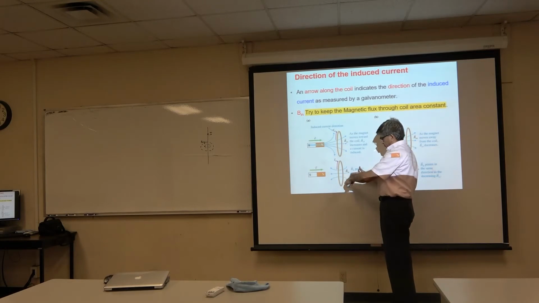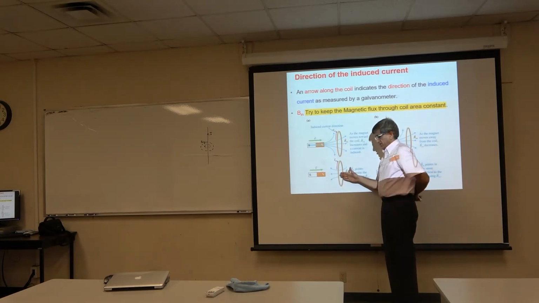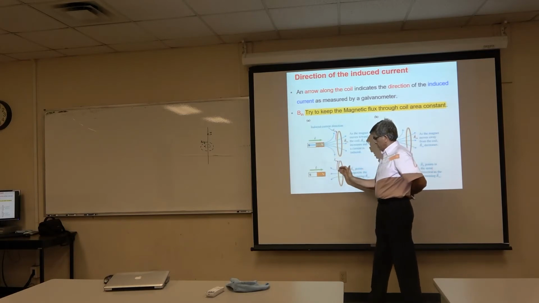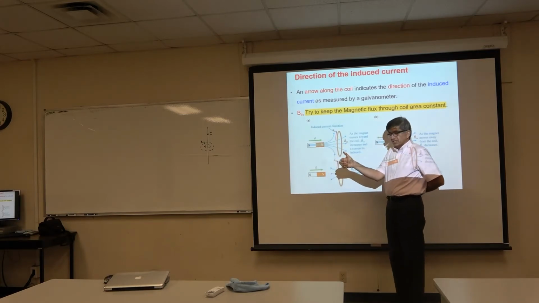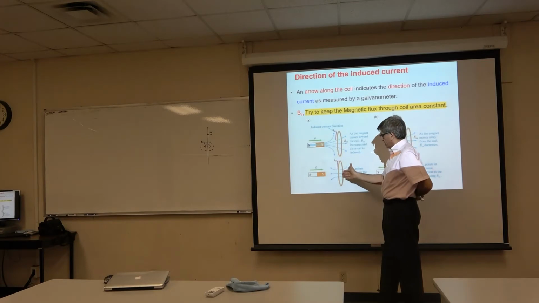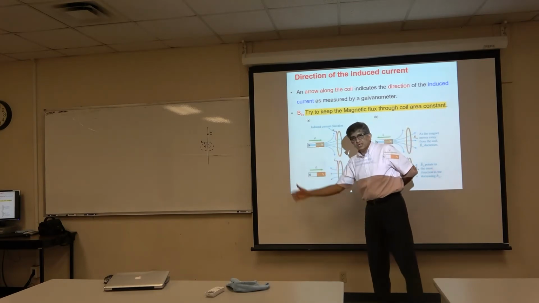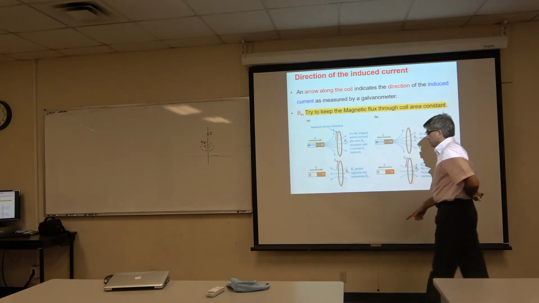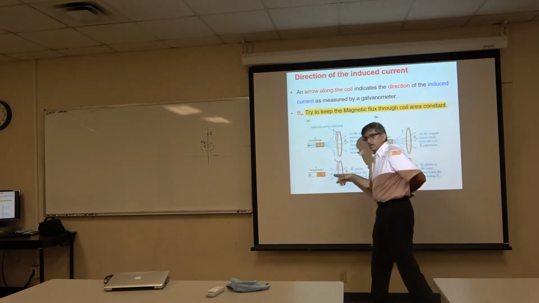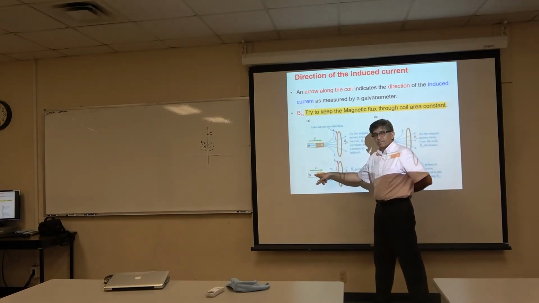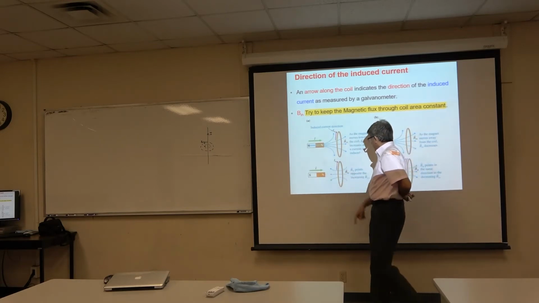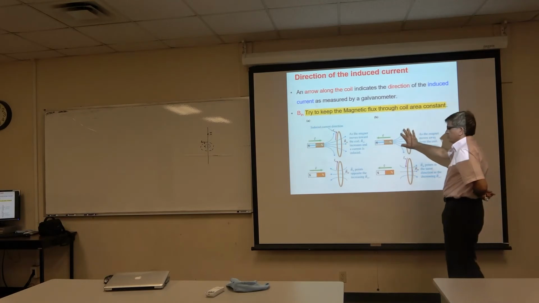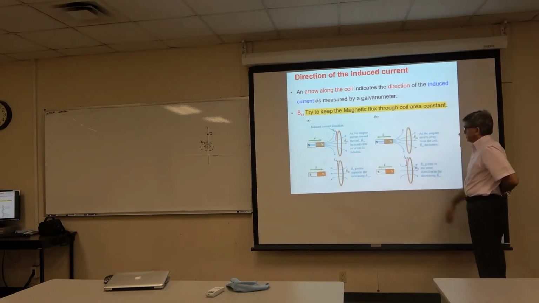Now, the induced magnetic field, due to the induced current, using the right hand, by grasping in such a way, the thumb points in the direction of the current and the curved fingers to the direction of the induced magnetic field. So the induced magnetic field is opposing the increasing external magnetic field.